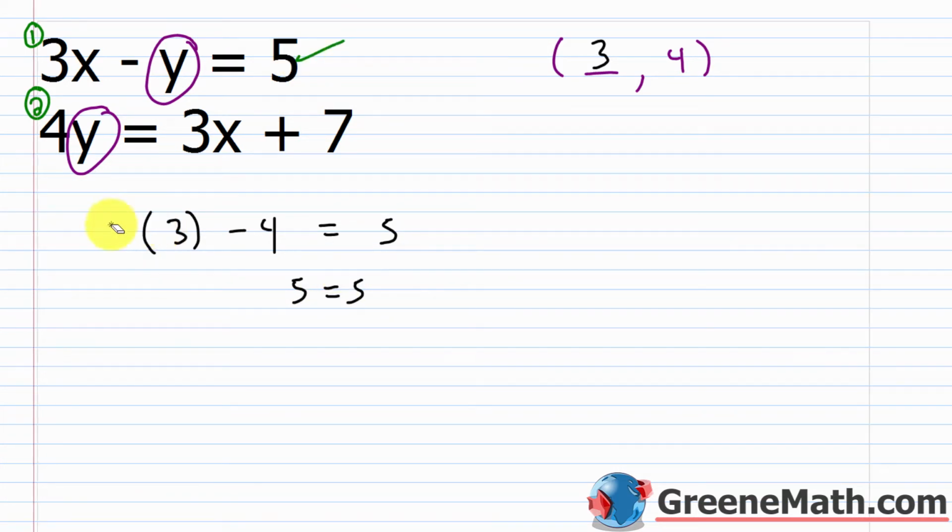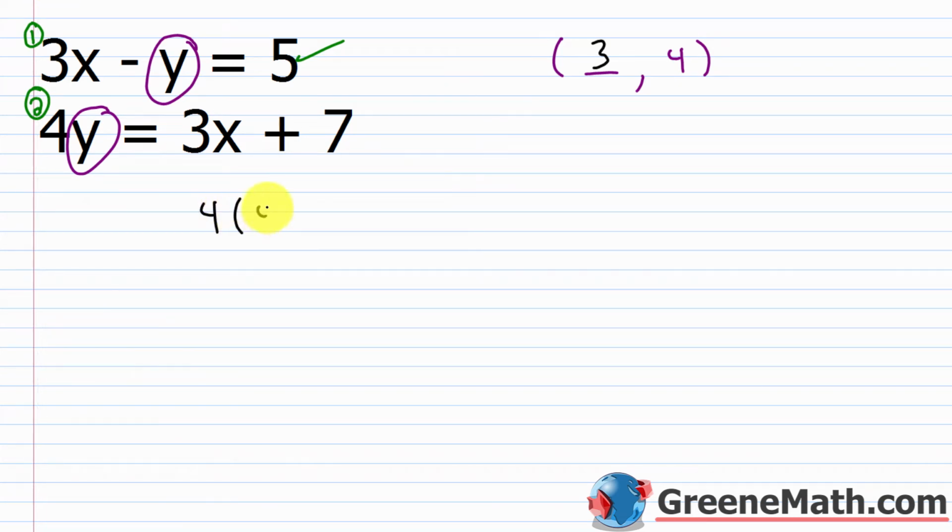In the second equation, equation number 2, I would have 4 times y, y is 4, is equal to 3 times x, x is 3, plus 7. We know 4 times 4 is 16. 3 times 3 is 9. 9 plus 7 is 16 as well. So you get 16 equals 16, so it works out here as well. So our solution here is the ordered pair 3, comma 4. We're getting an x value of 3, a y value of 4.